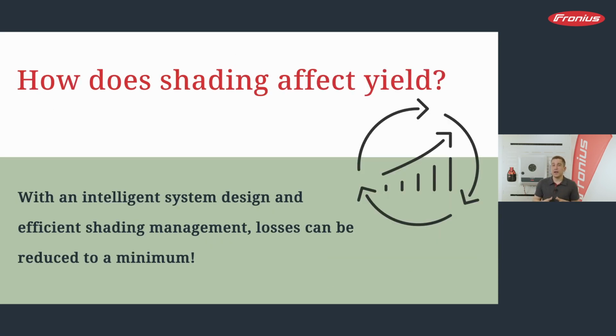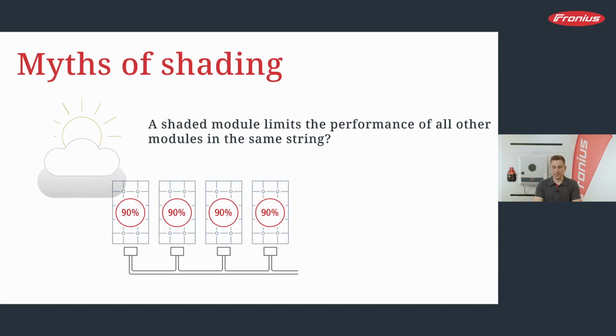How can shading affect the yield? First of all, intelligent system design can help you cope with a shaded situation. So whenever you design a new system, make sure that before you build the system, you plan for shading to overcome the bad situations.